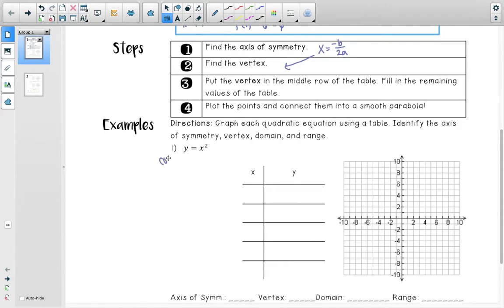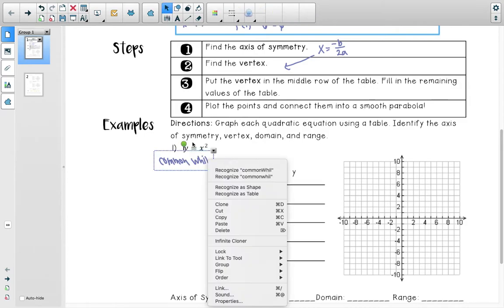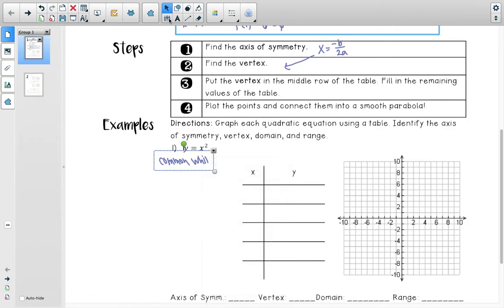I know it sounds weird. Oops, do it all the time. Okay. Because it is as basic as you can get. So this is the common white girl of quadratics.